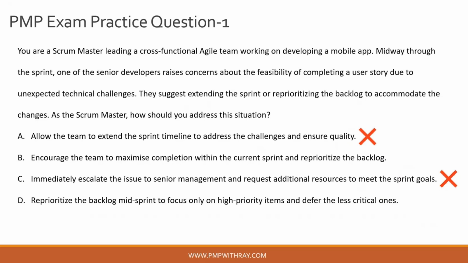Okay. Now, if we look at option D very closely, guys, it suggests reprioritizing the backlog mid sprint to focus on high priority items, and it asks you to defer the less critical ones. Okay. Now, this option is tempting because it aligns with the agile principle of prioritizing value. Someone can argue. However, reprioritizing the backlog during an ongoing sprint disrupts the team's focus and undermines the commitment made during the sprint planning, right?